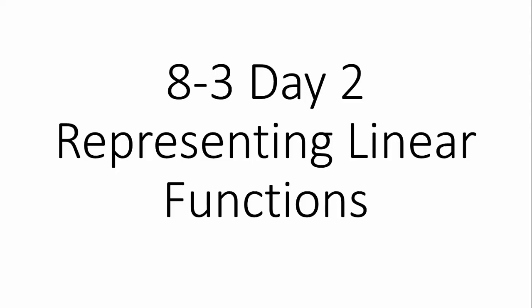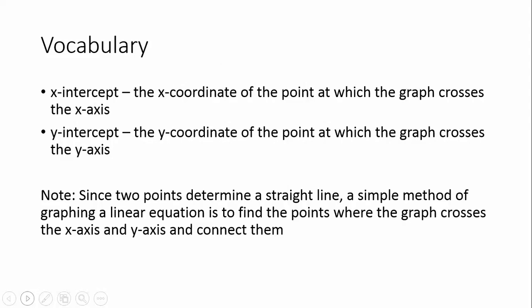We're going to spend our second day in section 8.3 still talking about linear functions, but a different way to graph linear functions. So two vocab terms, please make sure you write these down. The first one is the x-intercept. The x-intercept refers to the x-coordinate of the point at which the graph crosses the x-axis. The y-intercept then is the y-coordinate of the point at which the graph crosses the y-axis.